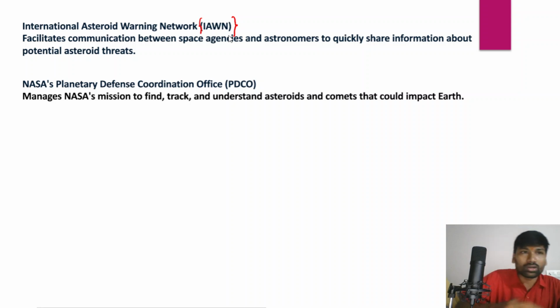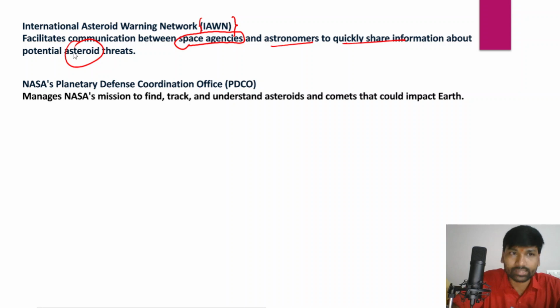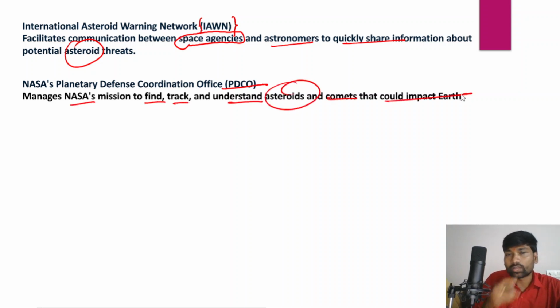It facilitates communication between different space agencies across the world and astronomers to quickly share information about potential asteroid threats. And secondly, NASA's Planetary Defense Coordination Office manages NASA's mission to find, track and even understand the asteroids and comets that could impact planet Earth. So this is how you could conclude this answer, and that's all in this lecture.